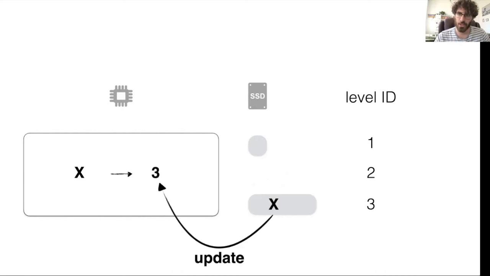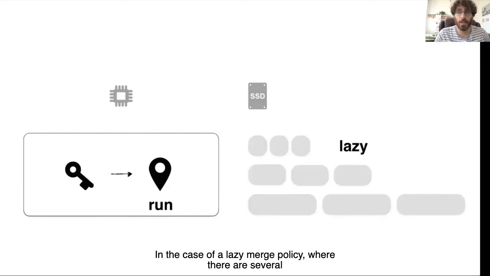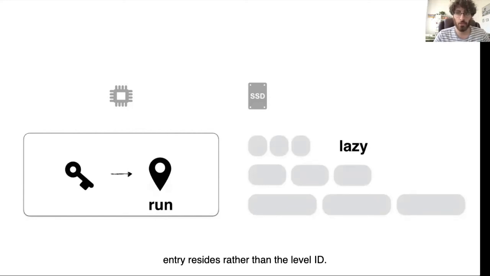Whenever a merge operation takes place and an entry gets moved to a new level, we take the opportunity to also update the level ID for that entry in the hash table. In the case of a lazy merge policy, where there are several runs per level, we can map the individual run whereon the entry resides rather than the level ID.